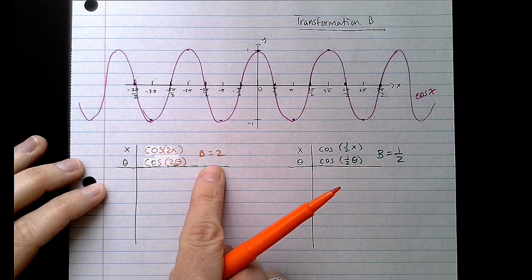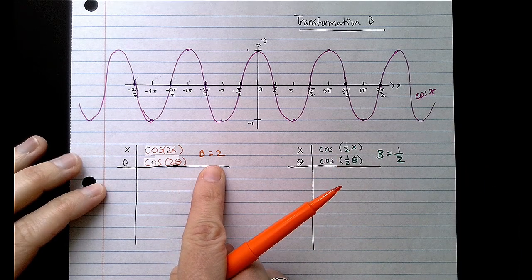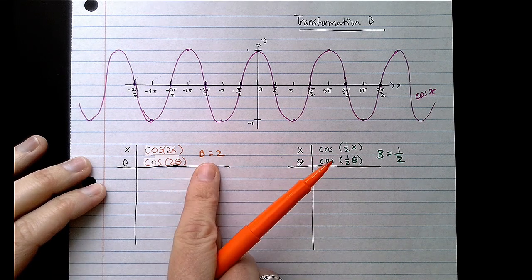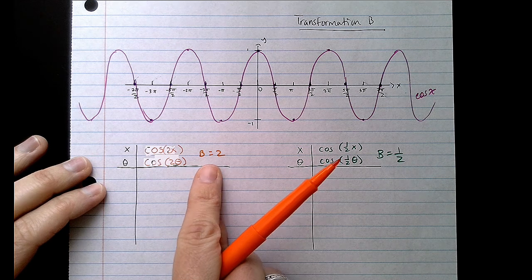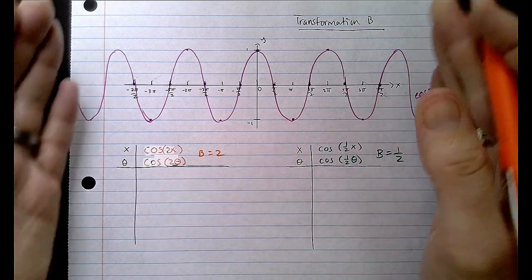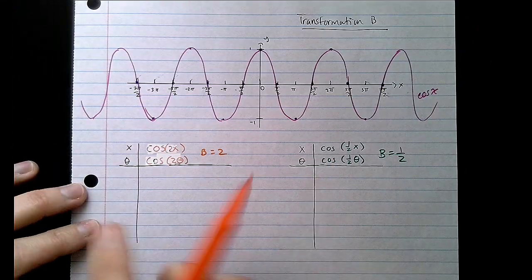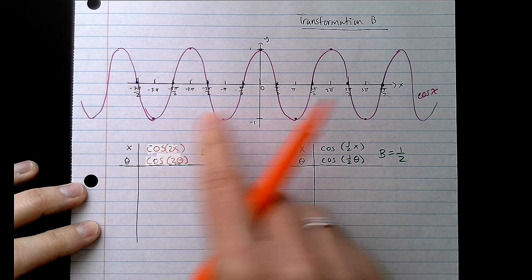In this case, I made the B value 2. So I have a horizontal dilation where B is 2. The question is, is it going to compress or stretch? Well, because B is bigger than 1, it's going to take this cosine wave and compress it towards the y-axis. So I want to make a table of values here to show you that.